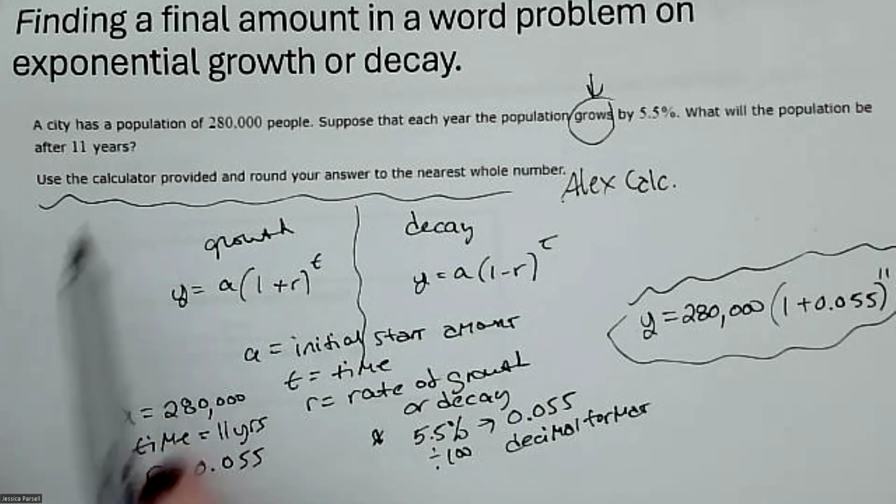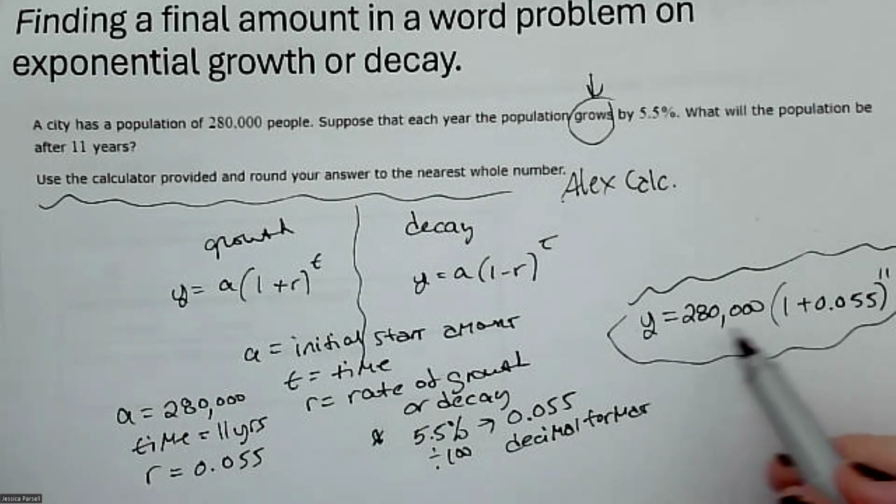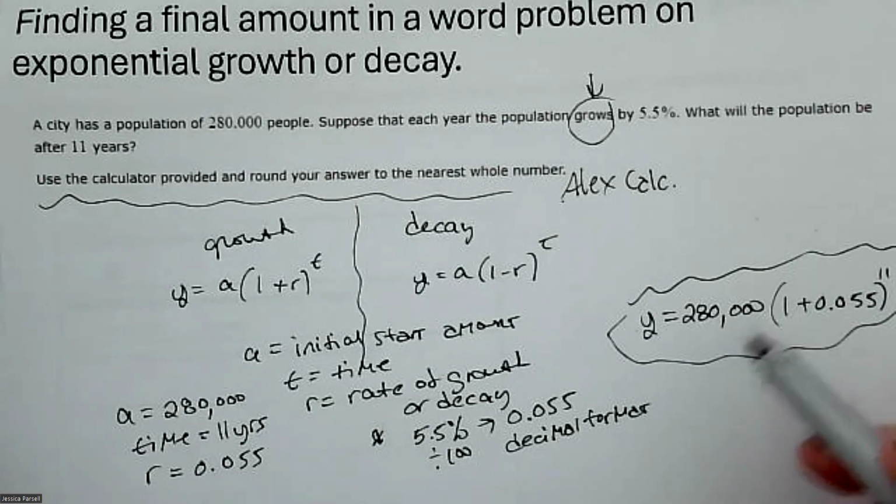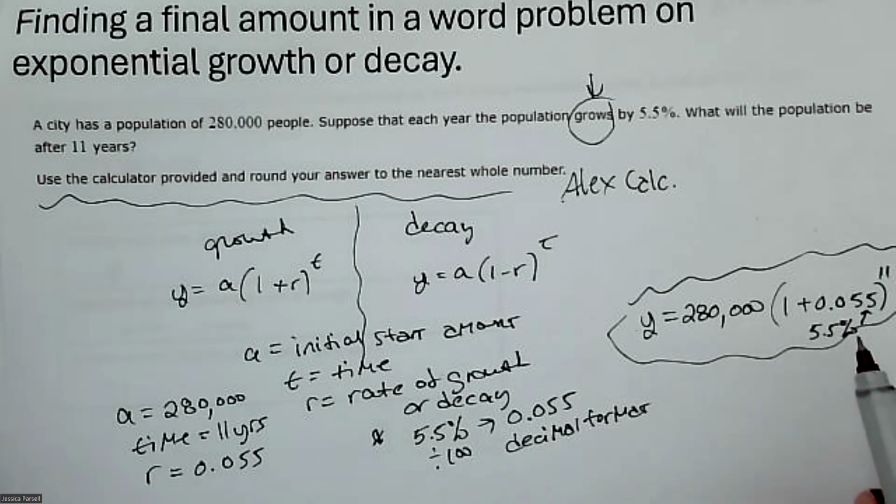What's the population going to be after 11 years? So we started at 280,000 people. Maybe this is the population in the Bahamas or something. I'm just making that up. And maybe it's growing at 5.5%, right? This is that 5.5% right here. And after 11 years, how many humans are going to be running around the Bahamas? Okay, so let's find out.